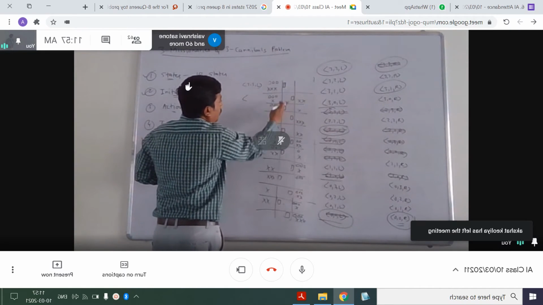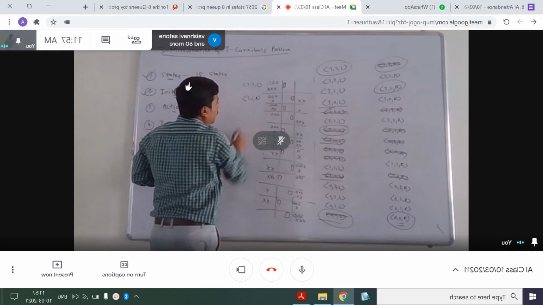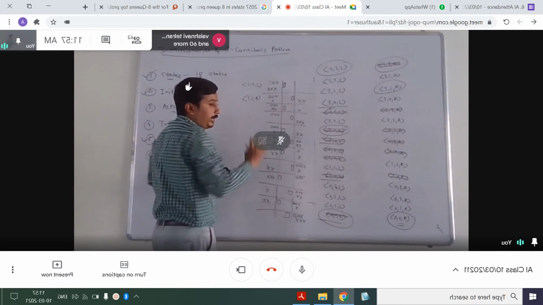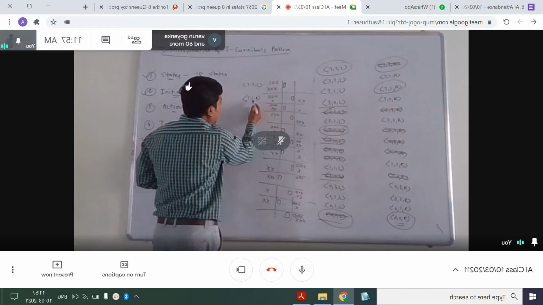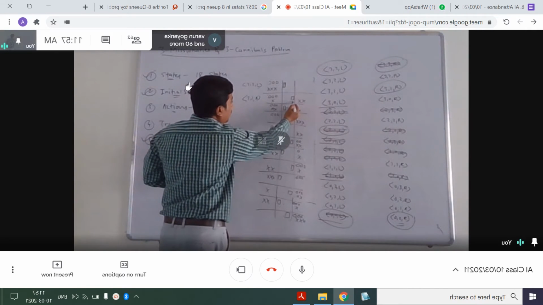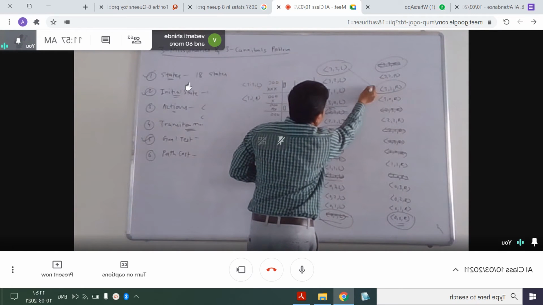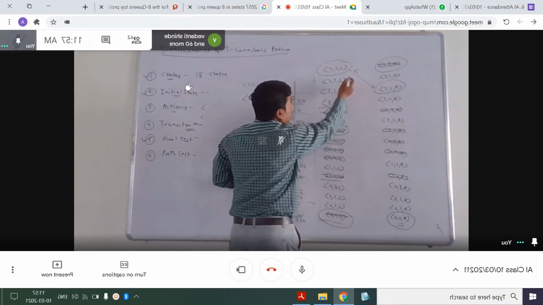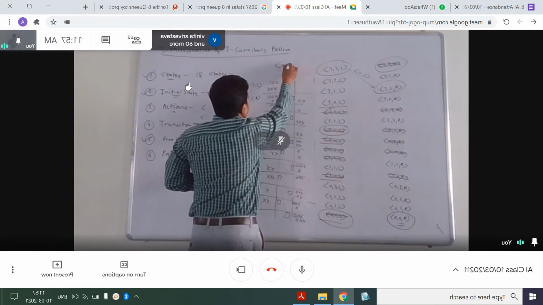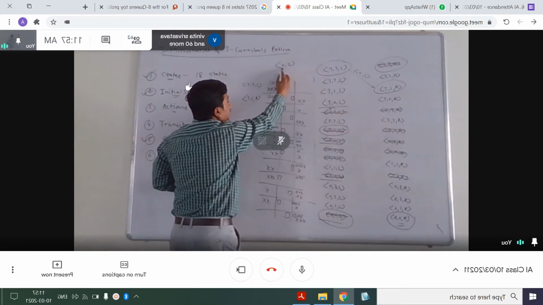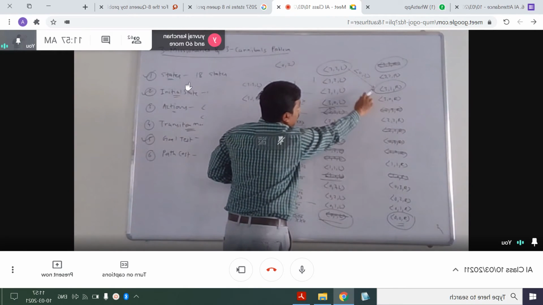Now what is the state here? 3 1 R, right? We are maintaining the state of the left bank only. 3 missionaries, 1 cannibal and the boat is on the right side. Now 2 cannibals traveled, and we are indicating the action by this tuple, 0 2: 0 missionaries travel and 2 cannibals travel. So from this state we will move to this state.